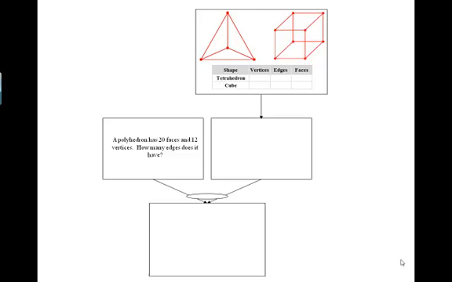The tetrahedron, how many vertices does it have? Well, we can see that there's just 4. The cube, we can count them. There's 8. What about edges?